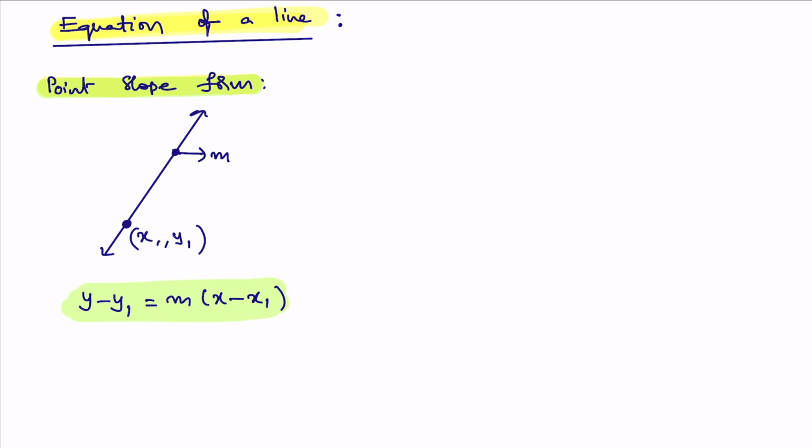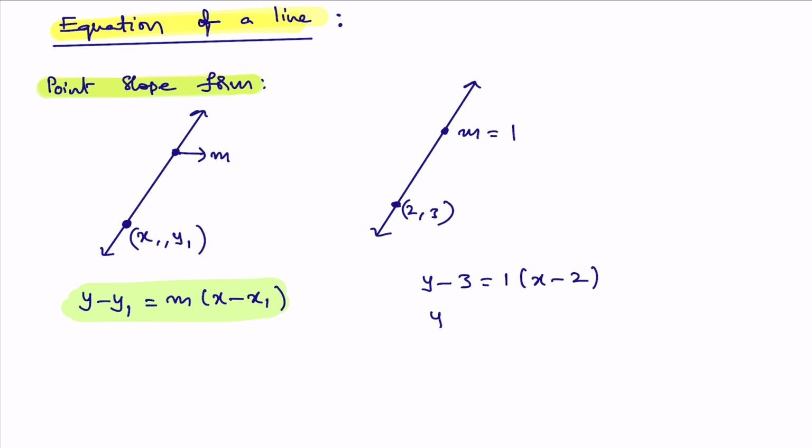For example, they gave one question like this. There is a line which passes through the point 2, 3 and has slope 1. Find the equation of the line passing through the point 2, 3 having slope 1. Then how will you find that line equation? Y minus y1, here this point is x1, y1. So y minus 3 equal to m, what is m? 1, into x minus x1. x1 is 2. Simplify this. Y minus 3 equal to x minus 2.